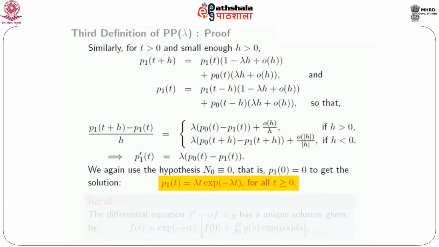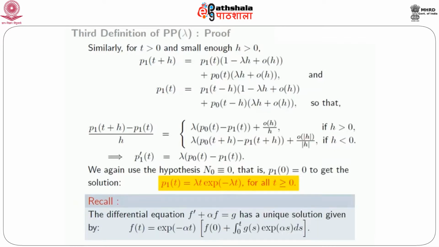Now, again we'll use the hypothesis that N(0) equals 0, that is P1(0) is 0. Remember P0(0) was 1, whereas P1(0) is 0. And use that to get the following solution: P1(t) is lambda t times exponential of minus lambda t. This is true for every t greater than or equal to 0. So having done it for n equal to 0 and n equal to 1, let's now go to general n.